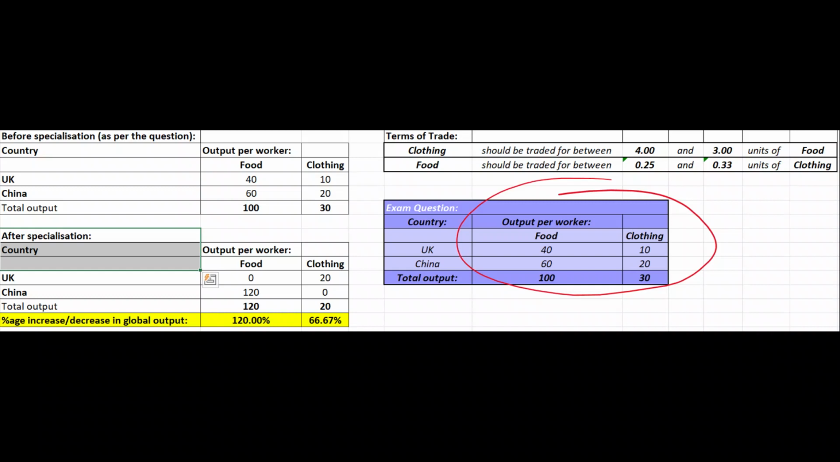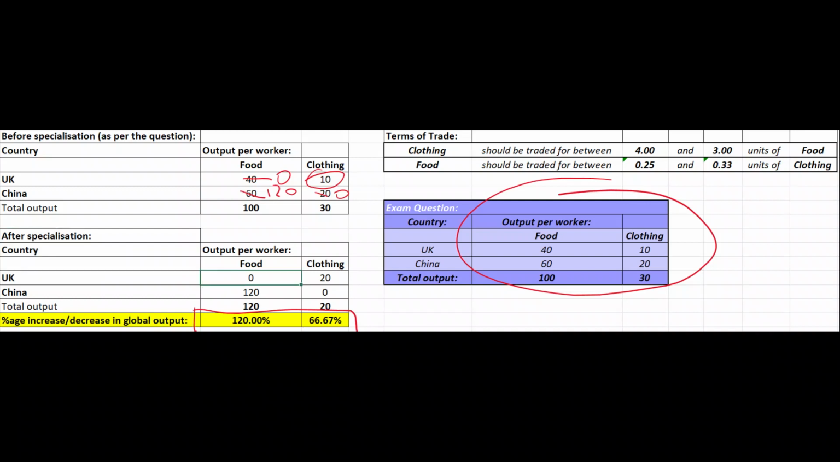So if the UK was producing 10 units of clothing, convert that to 20, and then that will take that to 0, and then have China produce then 120, and then take that to 0, and then we can see how global production has changed. So there's now 120% of the food and only 67% of the clothing. So that means that there was a 20% increase in food, but a 33% decrease in clothing. So the increase has been outweighed by the decrease.